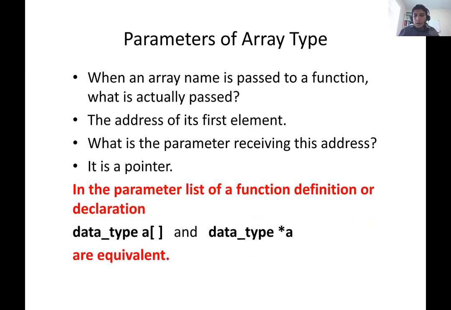Another way of looking into this is that the array name is a pointer to the first element. And by passing a pointer to a variable, like what we have seen in the last lecture, you are passing the variable itself by reference, right?